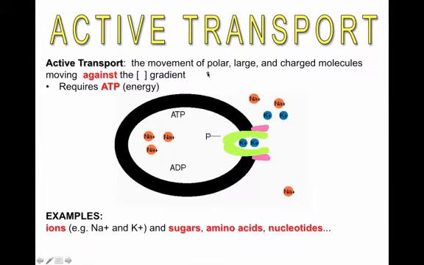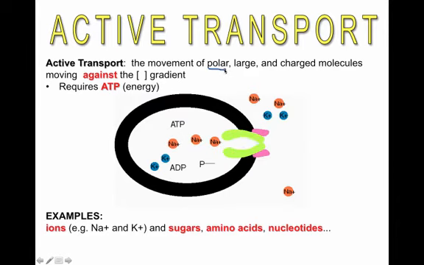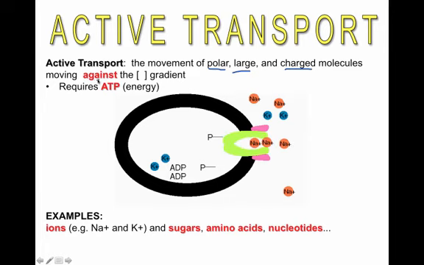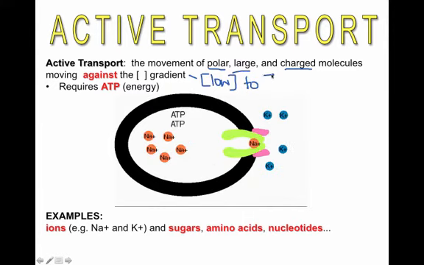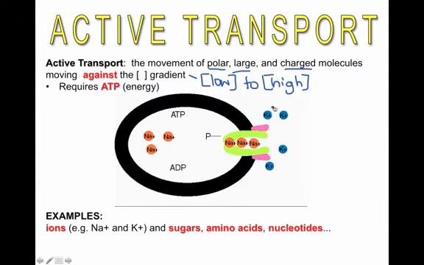Okay, so let's start off with defining active transport, and this is the movement of polar, large, and charged molecules, and they're going to move against their concentration gradient. What this means is simply moving from low concentration to the high concentration that exists. That's against the concentration gradient. So again, this requires ATP.